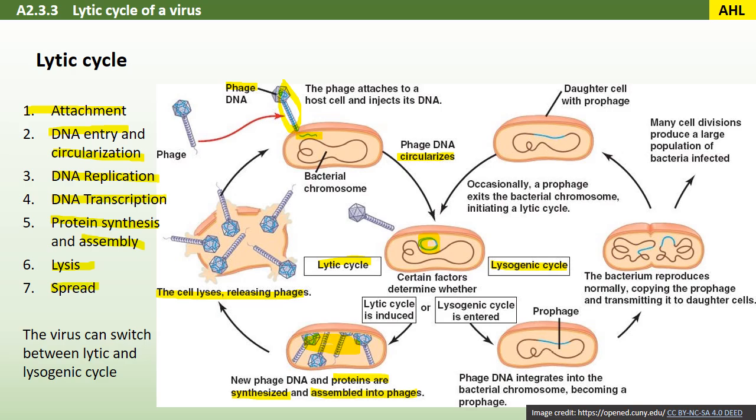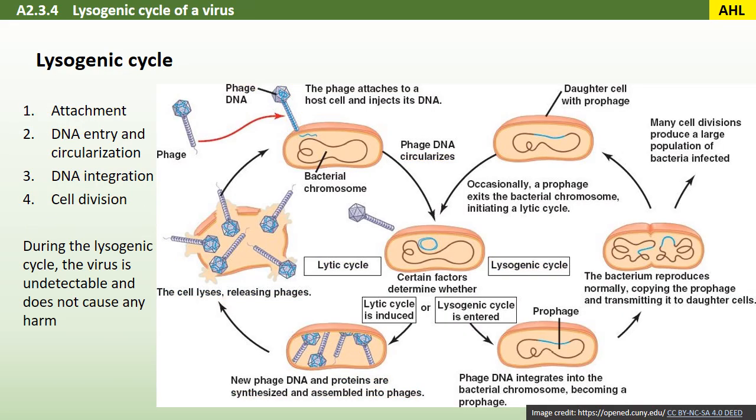The virus can switch between the lytic and the lysogenic cycle. The lysogenic cycle also requires that the phage attaches to the bacterial cell and that the DNA enters the cell and is circularized. However, after that, instead of the cell producing a lot of new viruses, the DNA of the phage is integrated into the bacterial chromosome, becoming a prophage.